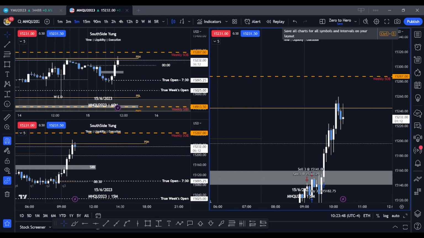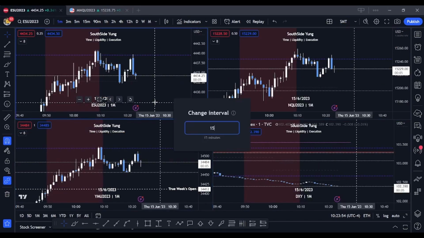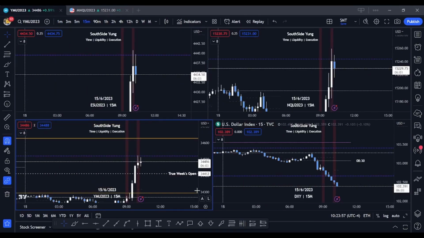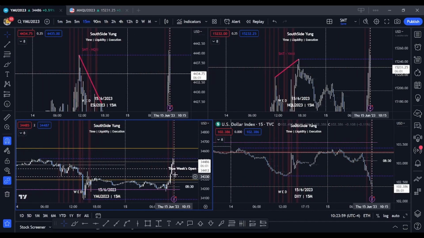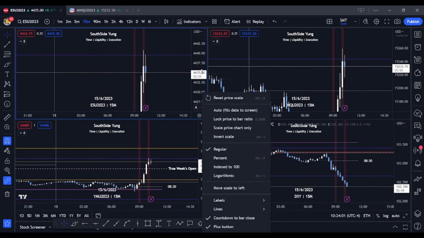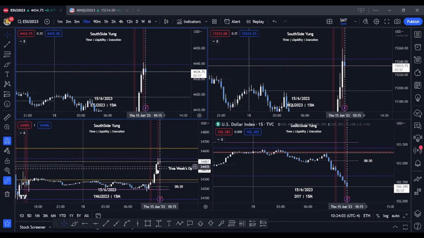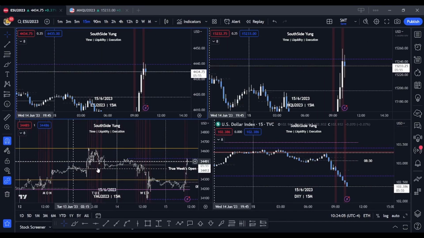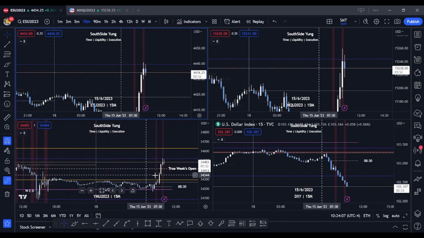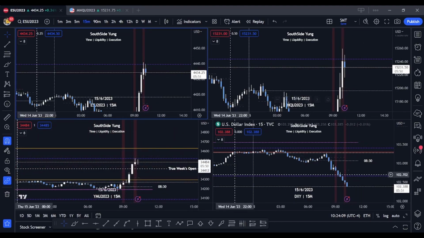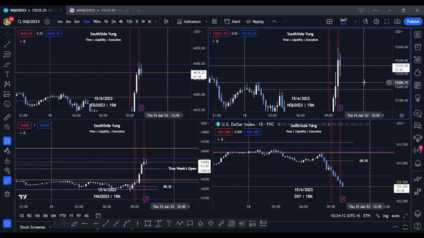SMT with YM, since all the other ones took the high and YM didn't take the high this week. Technically, yeah, it is an SMT with YM right there. But am I looking for that trade, especially with YM's structure? Definitely not, right? YM does not have a good structure to support shorts down.